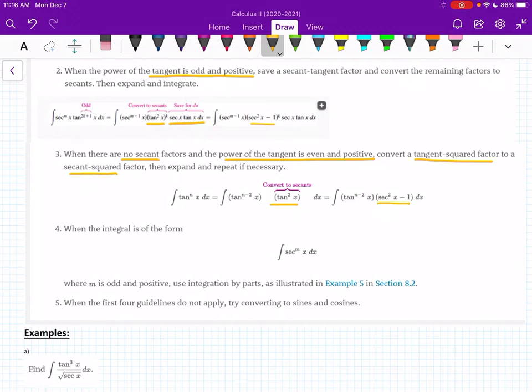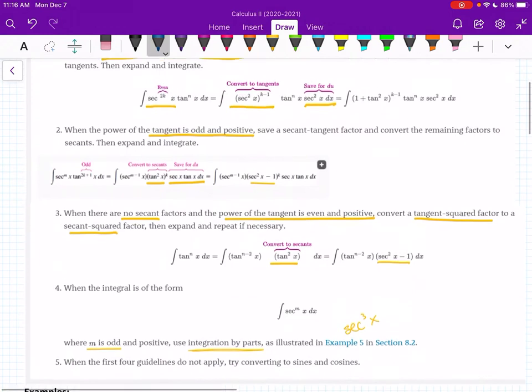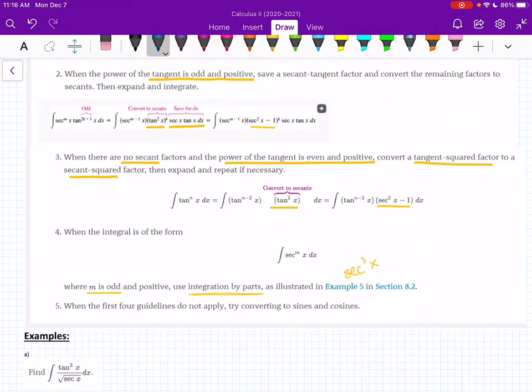Our next rule is when we have an integral of just secant to some power, where it's secant to an odd power, then we're going to use integration by parts. We did this last time when we had secant cubed x back in section 8.2, so you can refer to that for that example. And then our last one is when the first 4 guidelines do not apply, try converting to sines and cosines and then evaluating it that way. We're going to do an example of all of these cases except 4 because we've already done an example of that. Sorry about that.